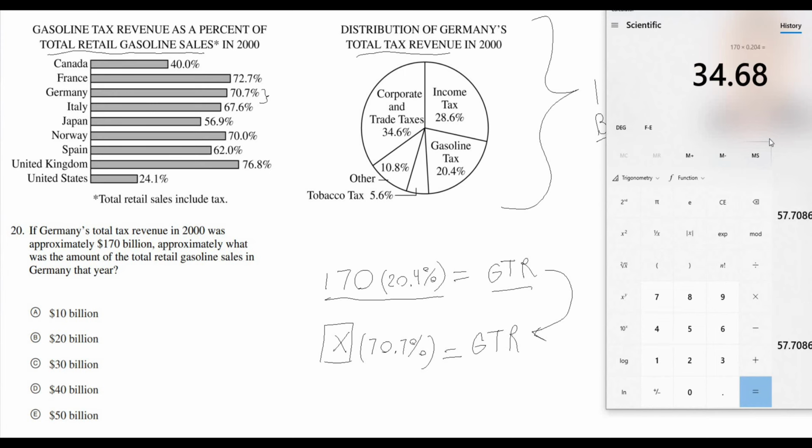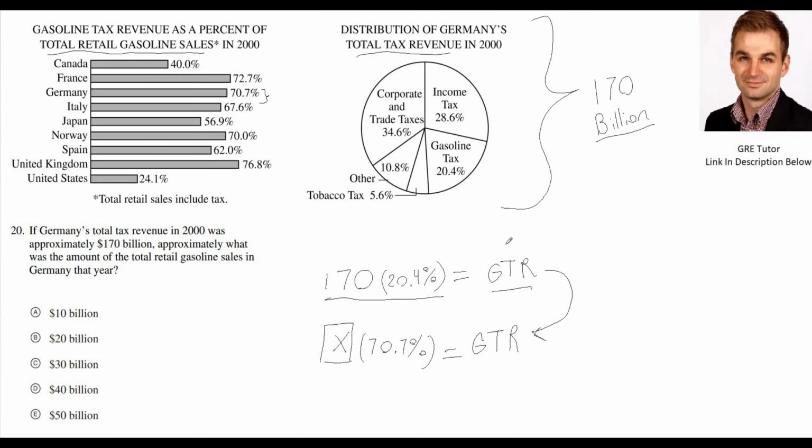That makes more sense. Okay, so now we got that. Now what we need to do is we have here 34.68. Plug this in here. So this is 34.68. And now we need to solve for x.